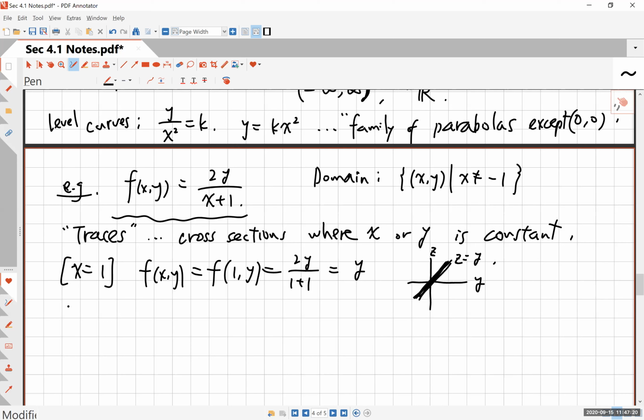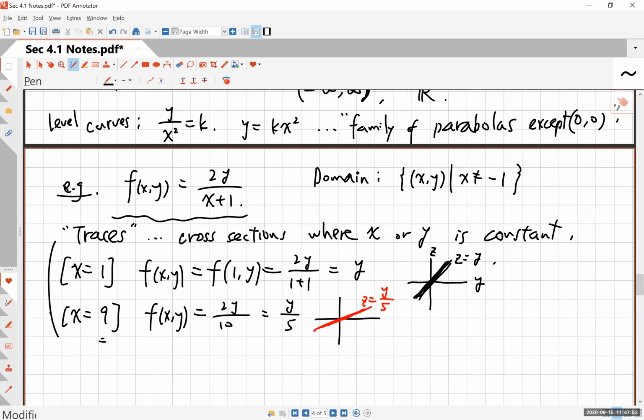Okay, so that's what it is. If x is equal to 9, though, it's going to look very different. And I'm just choosing some random numbers for x. 9 is a good number. 2y over 9 plus 1, 10, right? So this will be 1/5 times y. So here, the graph is going to be of a smaller slope, okay? And so this will be your trace where x is equal to 9.